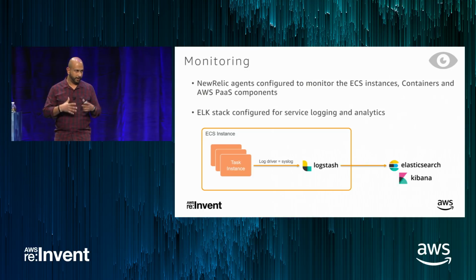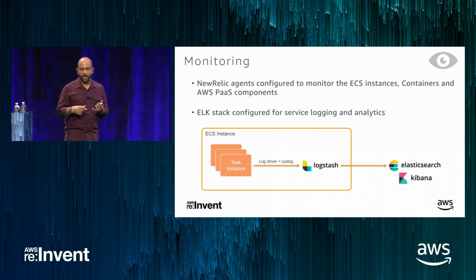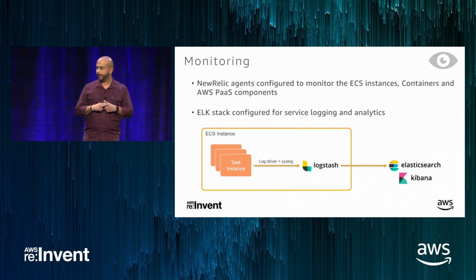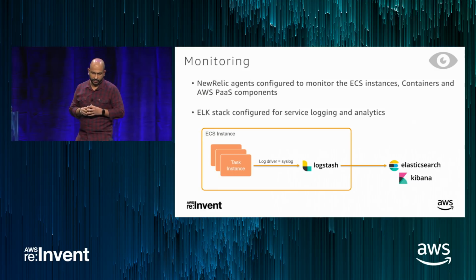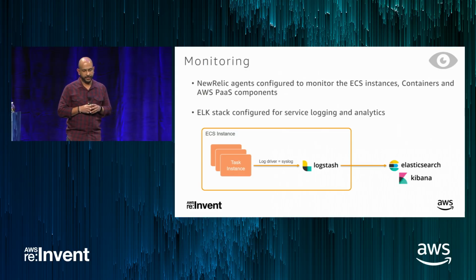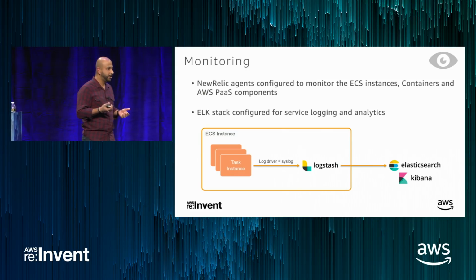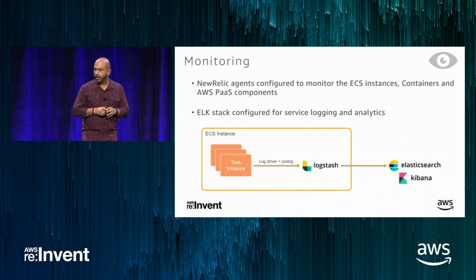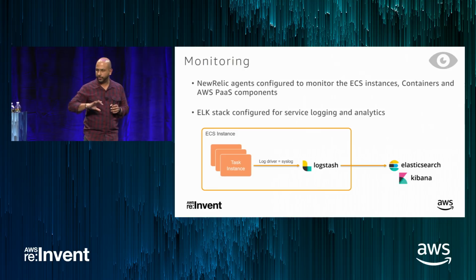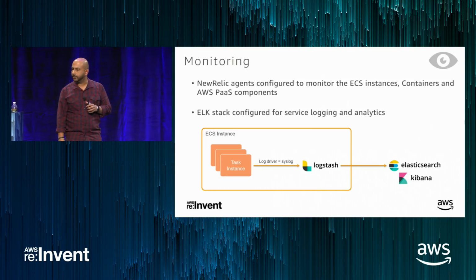So we can see, in one dashboard, everything about the EC2s, the containers, as well as some of the AWS PaaS components. For the application logging, we use the ELK Stack, right? That's a typical ELK implementation. But for the log driver, which Uttra mentioned, ECS supports many of the log drivers. Here we are using syslog, which will stream all the logs of the containers to Logstash, and Logstash will forward that to Elasticsearch. And Kibana we use for the visualization.